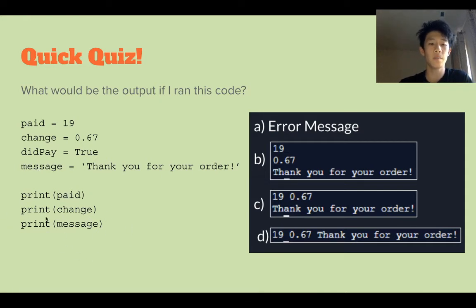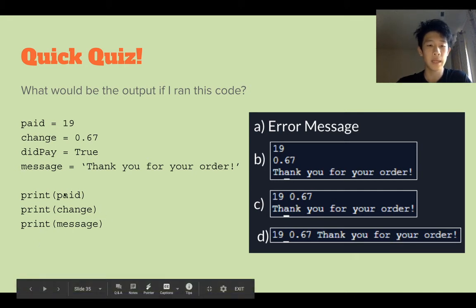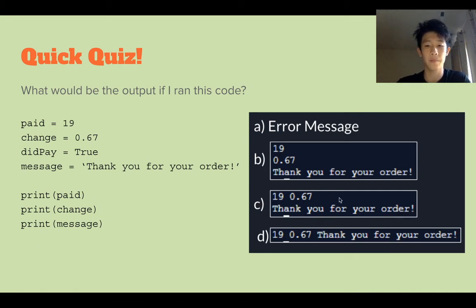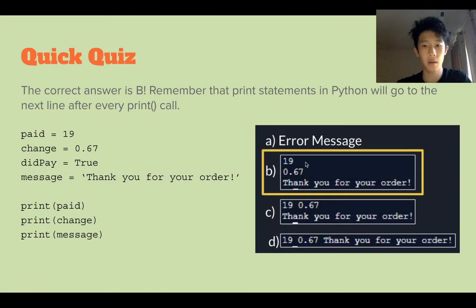Notice how we have 3 print statements on 3 different lines, so it's going to print on 3 different lines. And if we look here, B is the only one where it prints on 3 different lines, and it prints these 3 variables: paid, change, and message. So B must be the correct answer. Let's check if we're right. Yup, we can see that B is the right answer here.